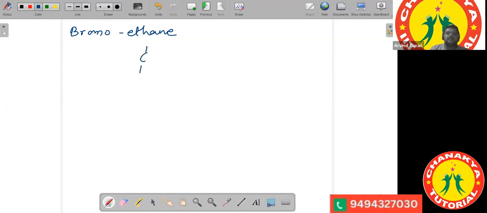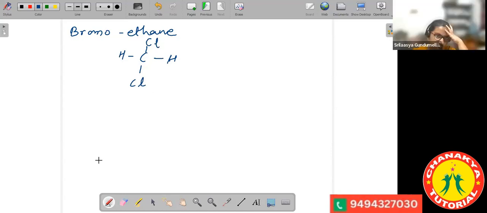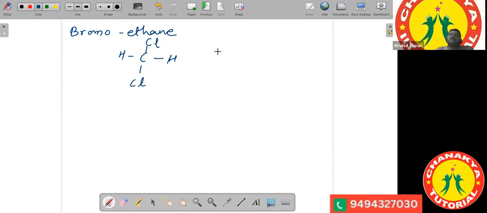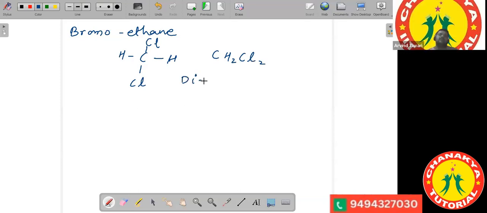Okay, what will be the name given to this? C, Cl, H, and H. Can you think of any name? CH2Cl2. That is the formula, CH2Cl2. What will be its name? Dichloromethane. Yeah, it will be dichloromethane. As there are 2 chlorine atoms, we prefix di. So it is dichloromethane.